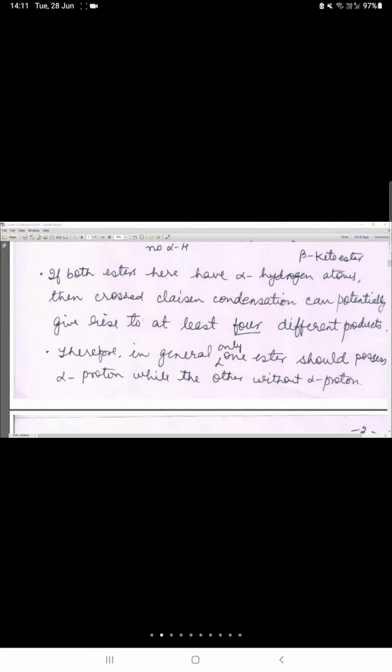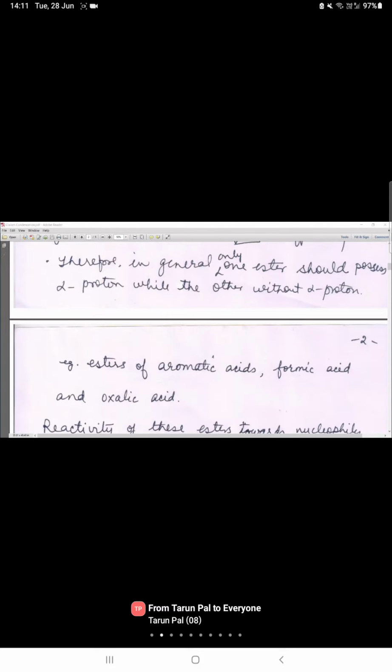Naturally either of this or of that इनॉल बन जाएगा. लेकिन अगर हमें ये अवॉइड करना है, देन एक एस्टर तो ऐसा लेना जिसमें अल्फा हाइड्रोजन है और दूसरा एस्टर ऐसा लेना है, सॉरी, जिसमें अल्फा हाइड्रोजन नहीं हो. फाइन. तो एक एस्टर हमने लिया जिसमें अल्फा हाइड्रोजन है और एक एस्टर हमने लिया जिसमें अल्फा हाइड्रोजन नहीं है. Can be esters of aromatic acid, formic acid, oxalic acid.